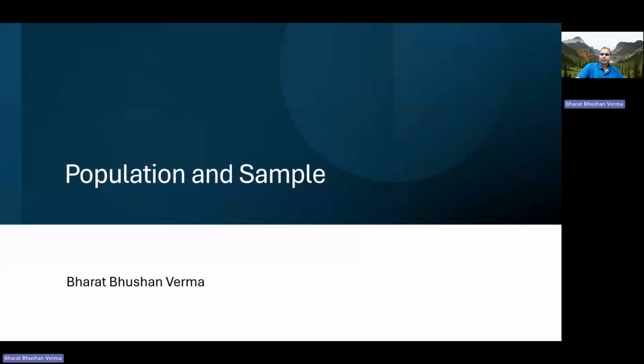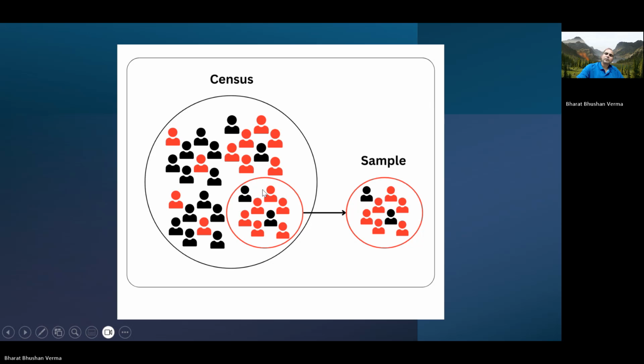About population and sample. Let's understand what is population and what is sample technically. Population is the universe from which the data is originating. Let us say, if you want to study the age of the people in the country, then every single member, every single person in the country forms the population. But practically, we don't do that. We take a small sample to study, and from there we try to make inference about the population.